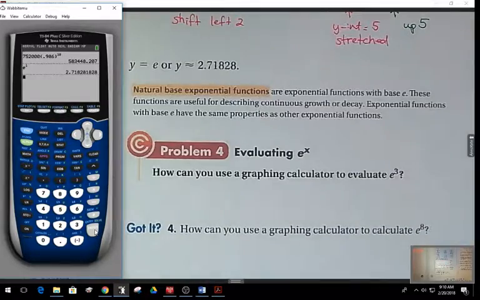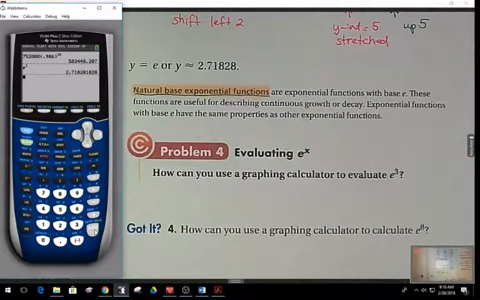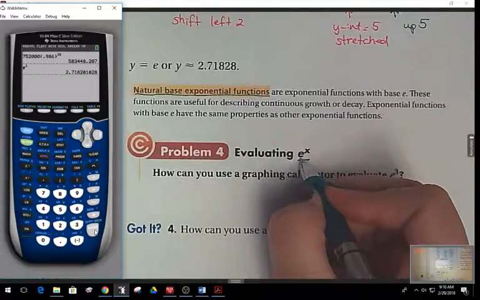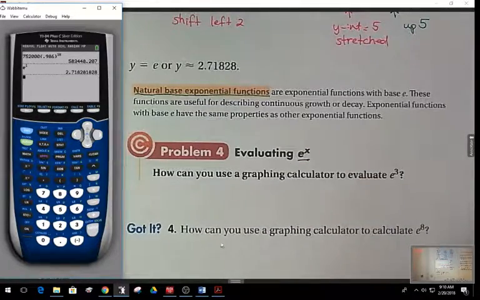And we're going to come back to this a little bit more when we get to logarithms, but these are called natural base exponential functions. So when you have e to the x, e is your natural base, x is your exponent. That's how you know it's an exponential function, but it has a natural base.